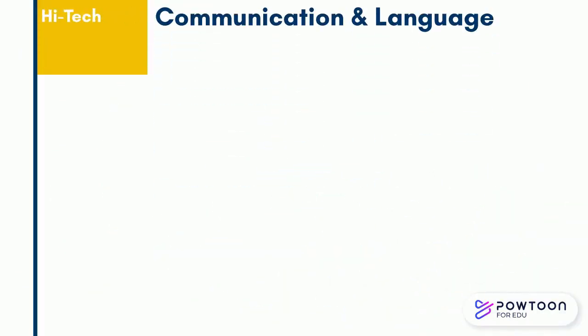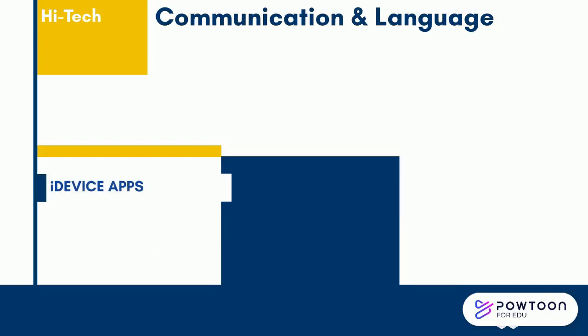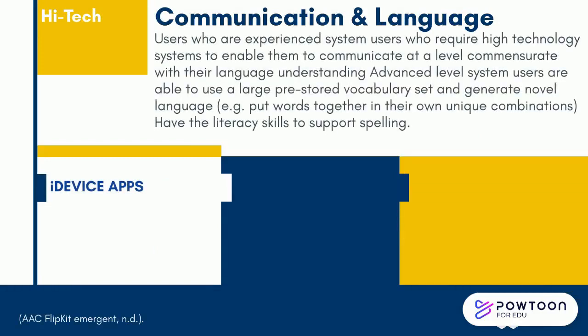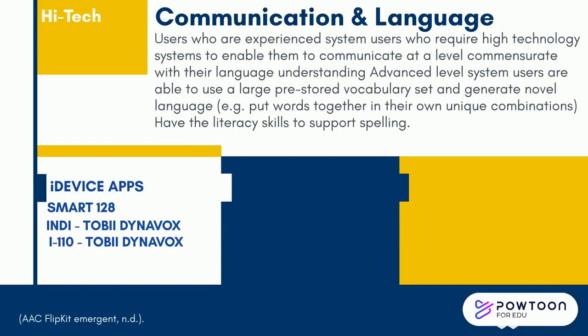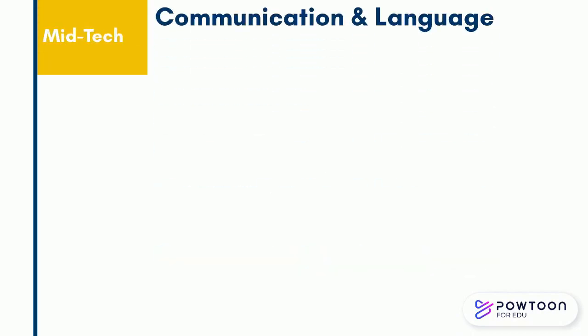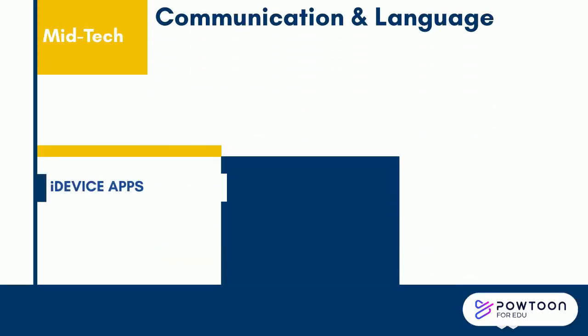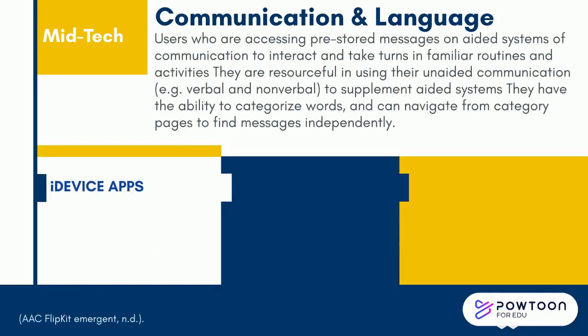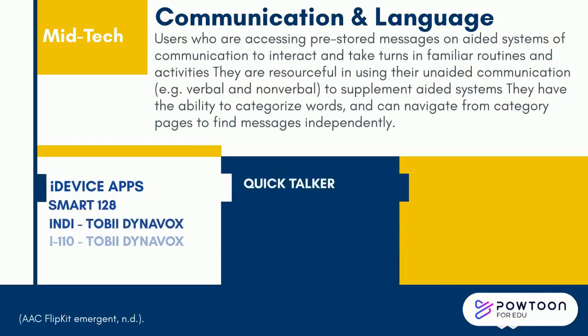High-tech for communication and language are for users who are experienced system users who require high-technology systems to enable them to communicate at a level commensurate with their language understanding. Advanced level system users are able to use a large, pre-stored vocabulary set and generate novel language, for example, put words together in their own unique combination. The federal definition of assistive technology: any item, piece of equipment, or product system, whether acquired commercially or off the shelf.